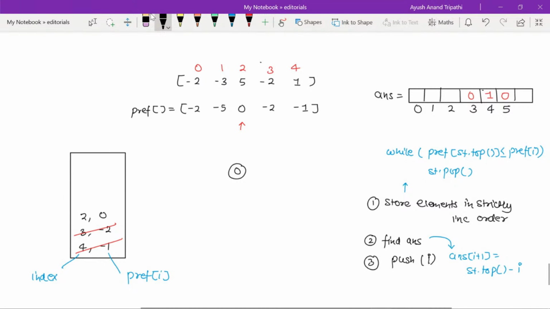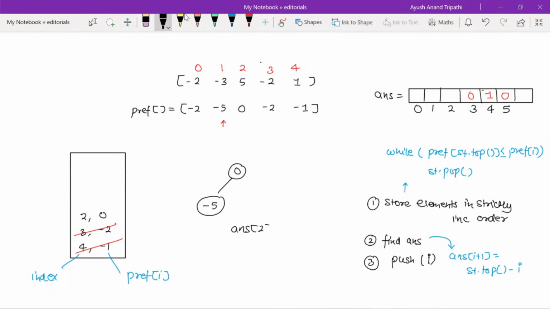So 0, and then we'll move to the next element, which is index 1. For here the prefix sum is -5. So, a happy case, right? So -5. The next step is to find the answer. So answer of I plus 1, I is equal to 1.